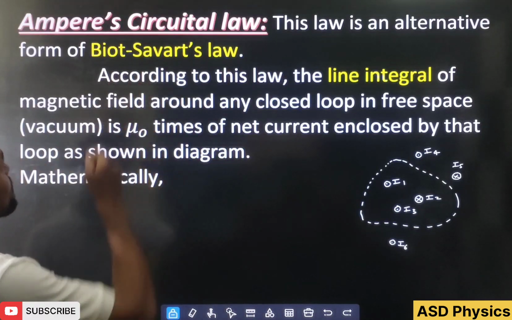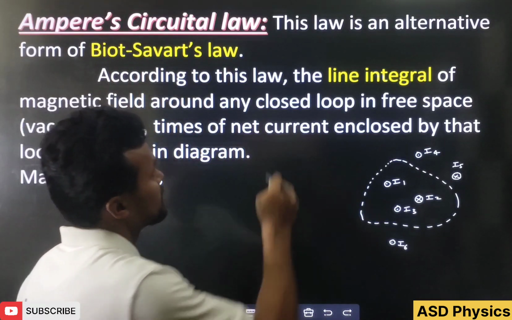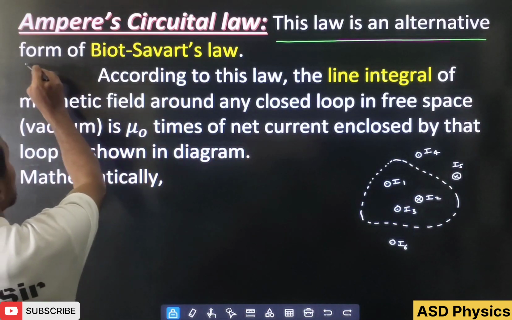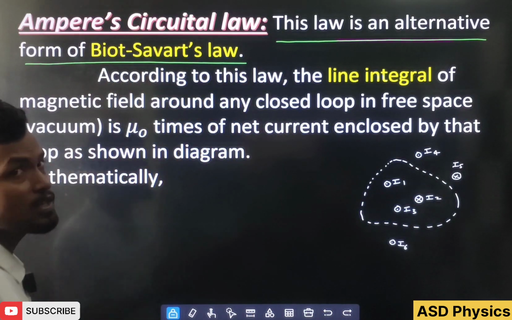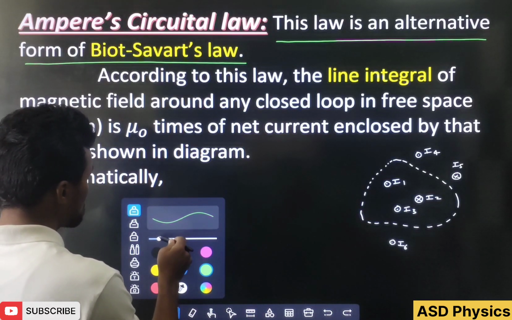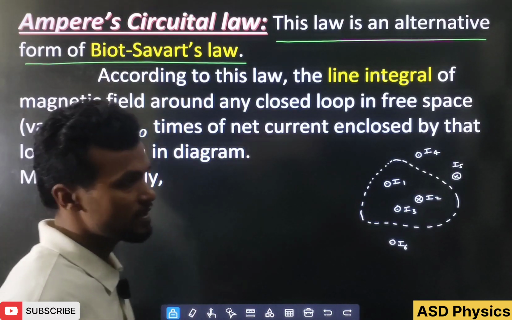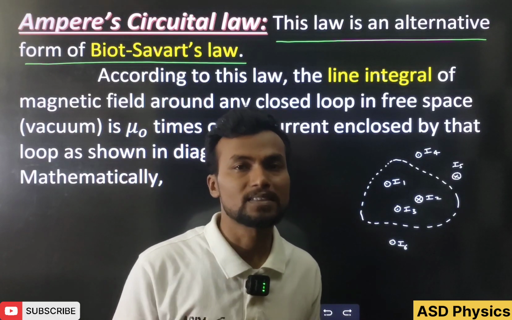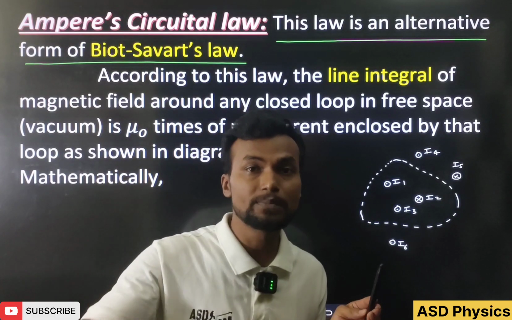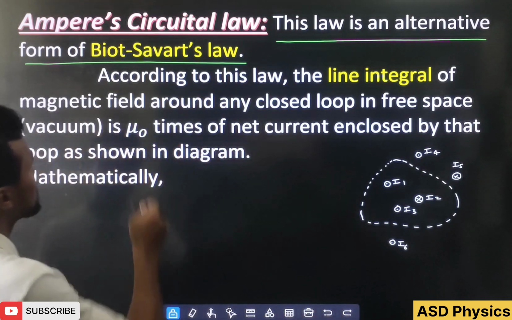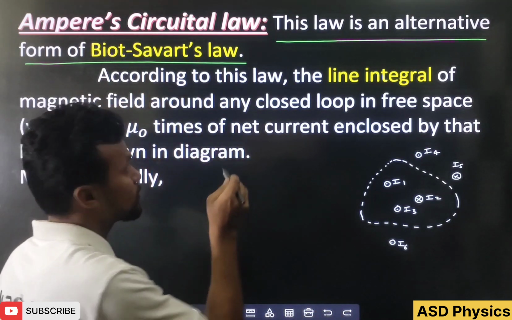So here the topic is Ampere Circuital law. See here kindly, this law is an alternative form of Biot-Savart's law, because you know very well Biot-Savart law is also used to calculate the magnetic field, and Ampere Circuital law will also be useful to calculate the magnetic field. But when some symmetrical situations are there, in that situation we will learn all these things. Okay, so see now, this law is very important from the exam point of view.